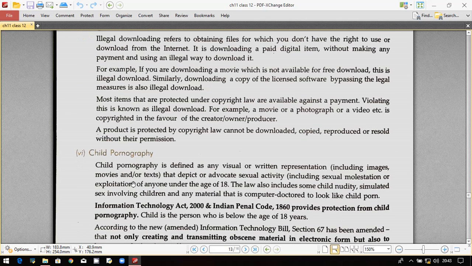Child pornography is defined as any visual or written representation that depicts or advocates sexual activity or exploitation of anyone under the age of 18. All these threats caused by digital platforms, which advocate sexual activities involving children below 18, come under child pornography. The law also includes some child nudity, simulated sex involving children and any other such material.